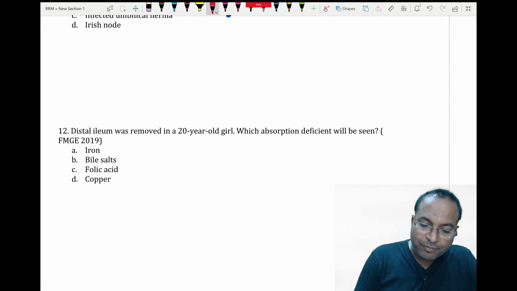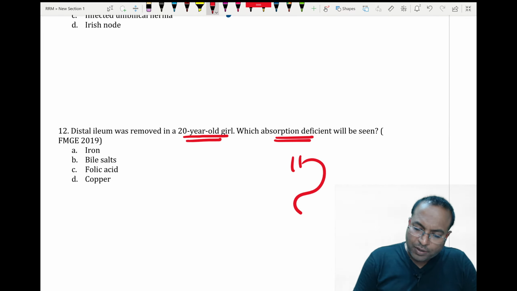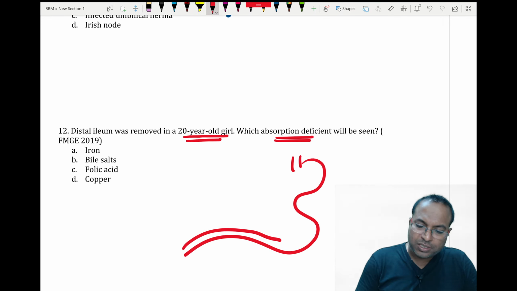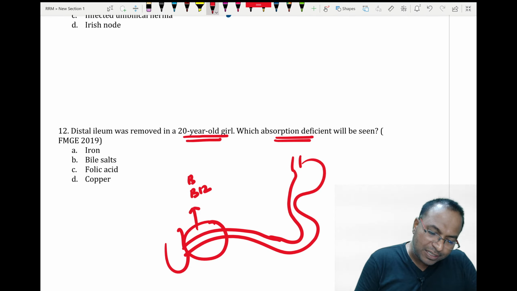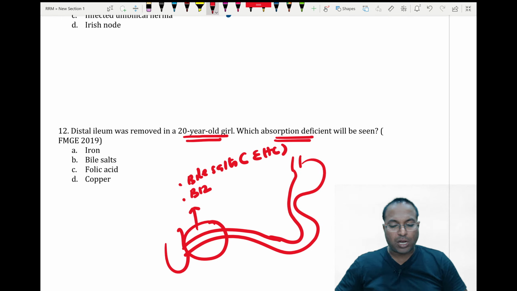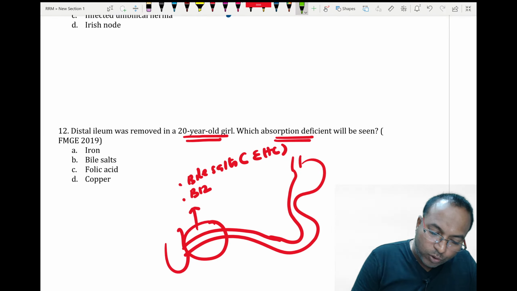The distal ileum was removed in a 20-year-old girl. What absorption is deficient? Actually, this is a physiology question. Most of the questions are physiology questions, and anatomy questions are now asked as applied questions. So in the terminal ileum, what is absorbed here? In the terminal ileum, we have absorption of B12 and bile salts. Enterohepatic circulation of bile salts happens here. B12 is also absorbed here.